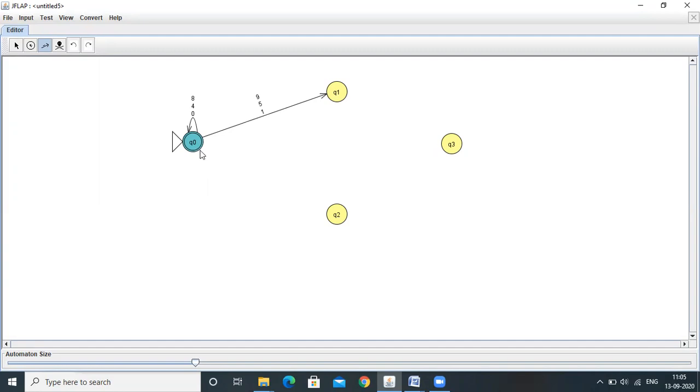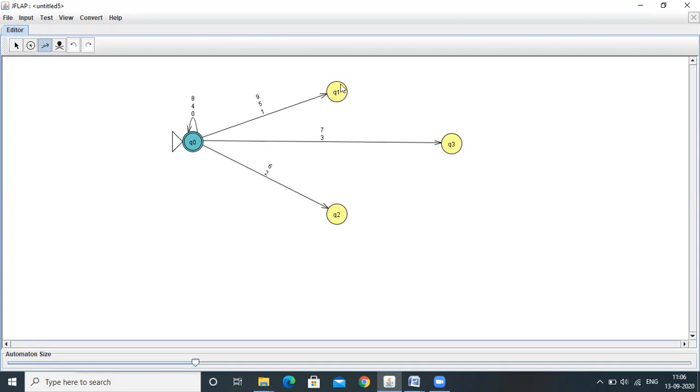What about remainder 2? 2 modulo 4 and 6 modulo 4 give remainder 2. Remainder 3: 3 modulo 4, remainder is 3. 7 modulo 4, remainder is 3. So on Q0, we defined all the transitions.